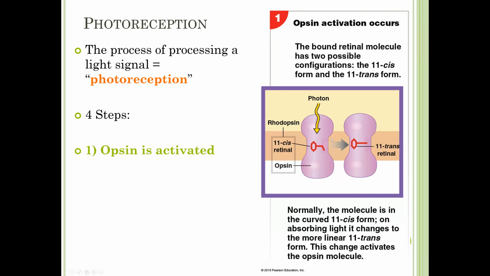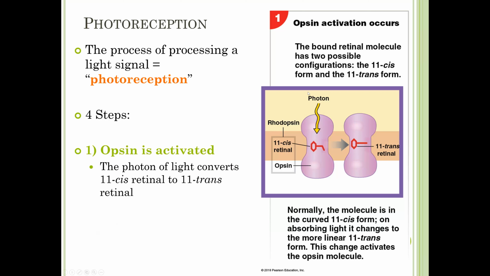So remember, these opsin molecules, rhodopsin is the type that you find in the rods, and then there are 3 other opsins in the cones. All of them have this retinol molecule on the inside, and at normal resting conditions, this retinol has a little kink in the tail, and this is called 11-cis retinol.